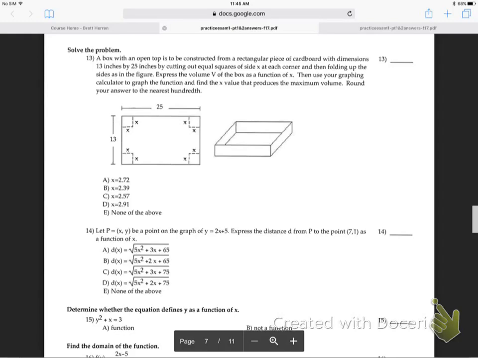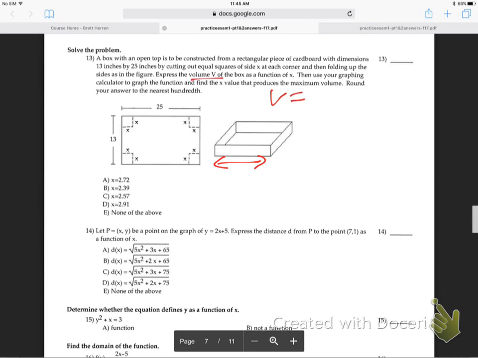So 13 is the make-the-box problem. Remember, we did that recently, right? We got to fold the box. And so it's all about the width of volume. They're asking for the volume. If you read all these words, blah, blah, blah, volume of a box.